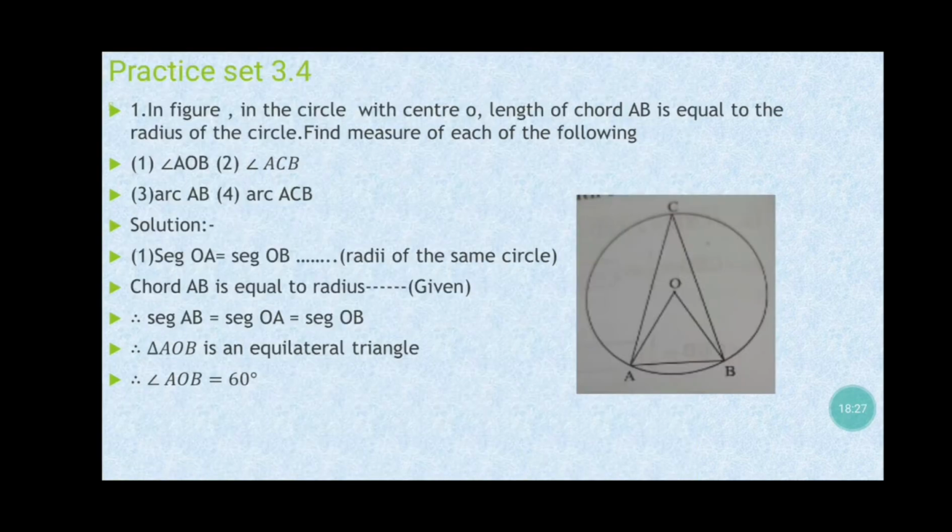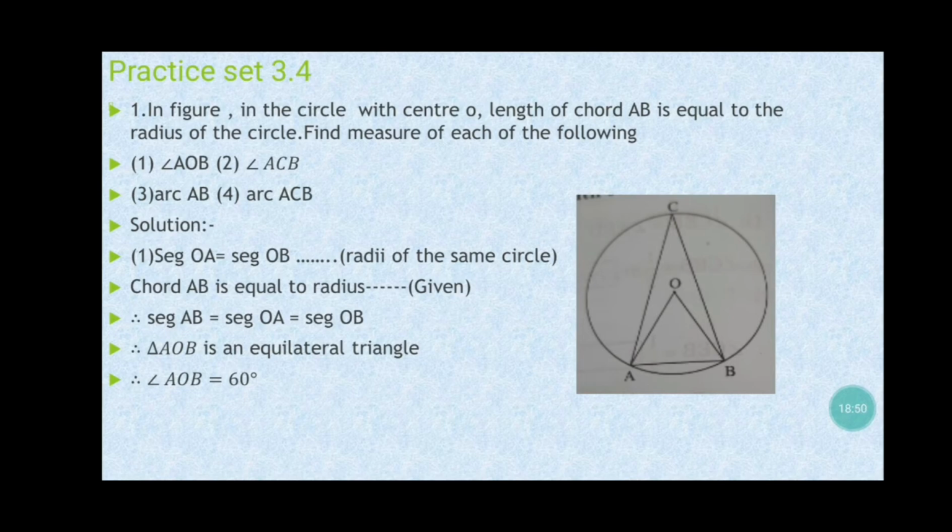Now we'll start with the problems. Practice set number 3.4, the very first problem over here. In circle with center O, length of chord AB is equal to the radius of the circle. Find the measure of each of the following. Very first one, angle AOB and angle ACB, arc AB and arc ACB.